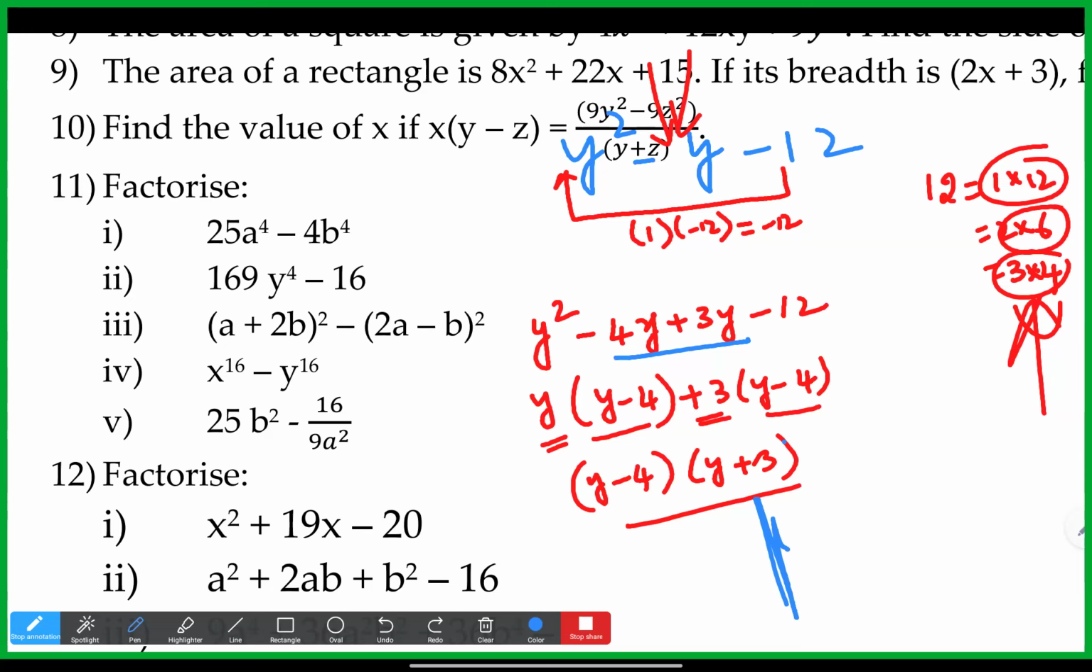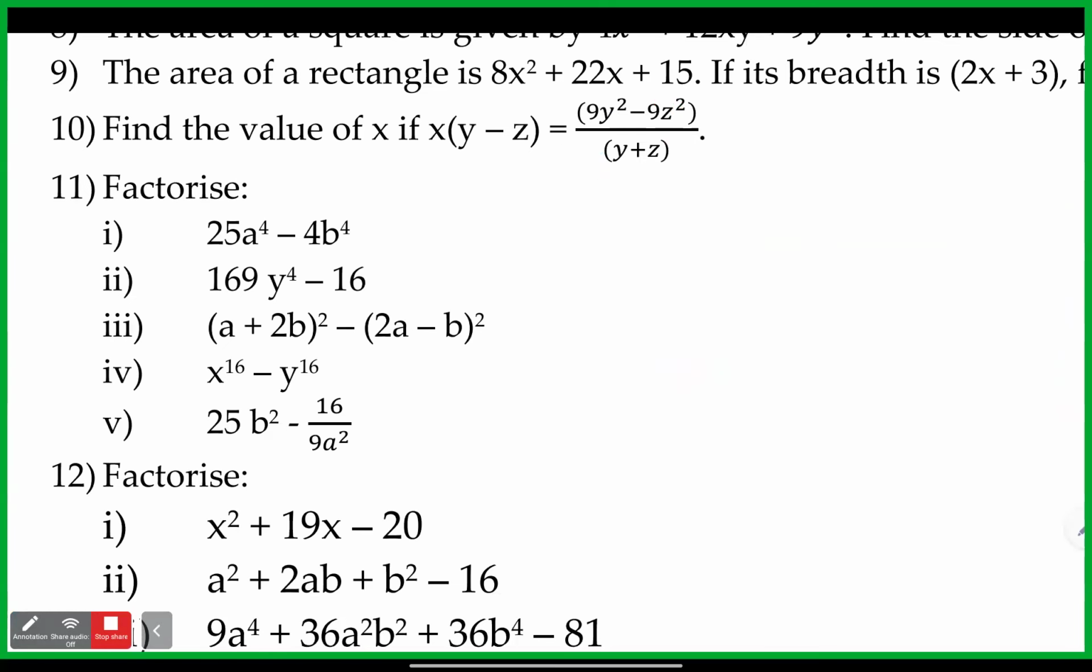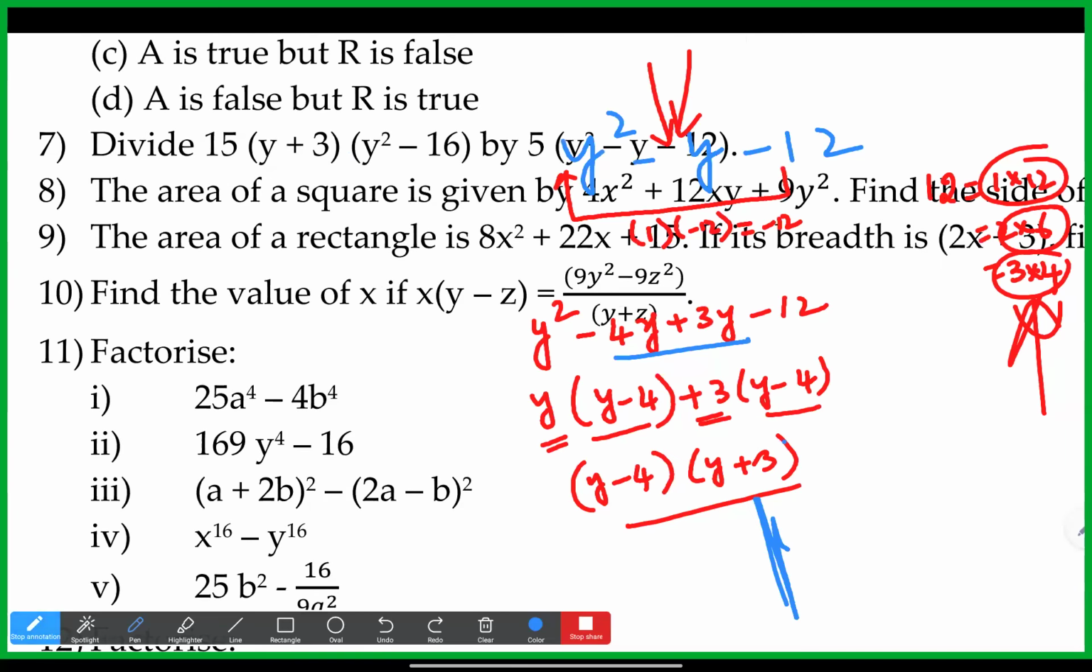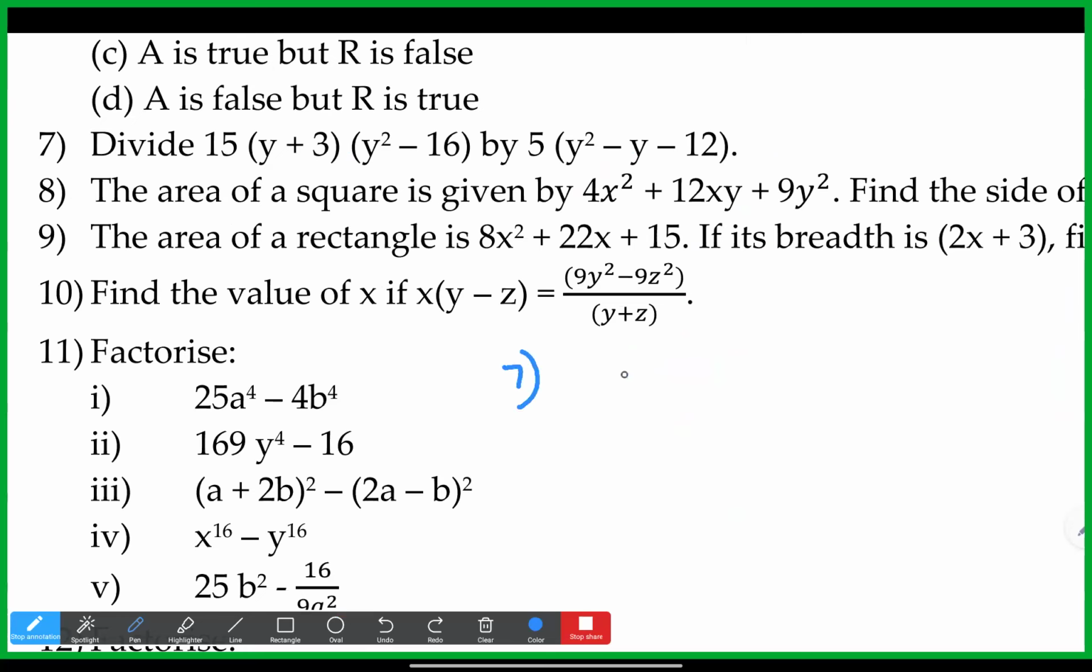So Pranavi, Maisha, shall I delete this? Sir, yes. Okay, Maisha. So now what I'm doing is, Maisha, seventh one, I'm rewriting the question like this. 15 is 15 only. Y plus 3 is y plus 3 because you can't factorize it. Yes, that is correct. 15 is 15. Y plus 3 is y plus 3 only.